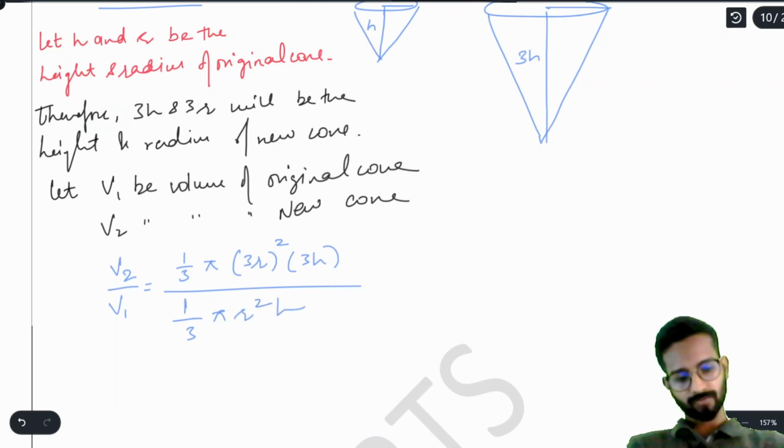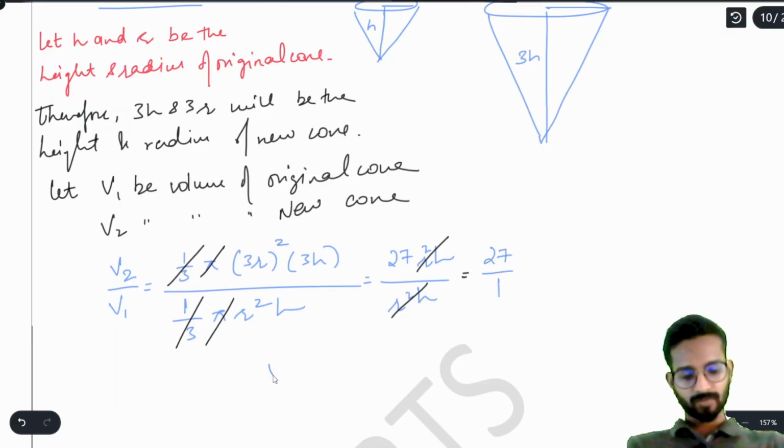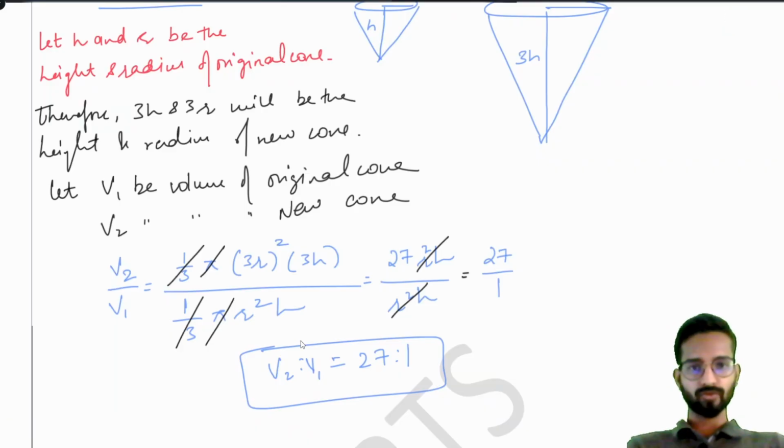Okay, so 1 by 3 cancel, pi cancel. Okay, then you can write here, it will become 3 3s are 9, 3s are 27, 27 r square h, here r square h. So you can say r square h cancel. So your final ratio will be 27:1. So V2:V1 is 27:1. You can write that the ratio of the new cone to the original one is 27:1. Simple.